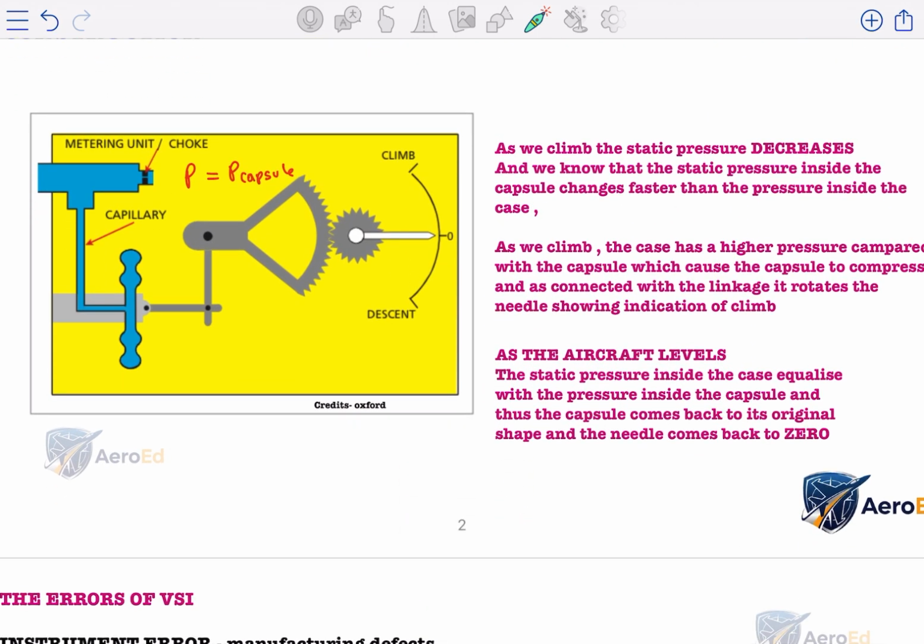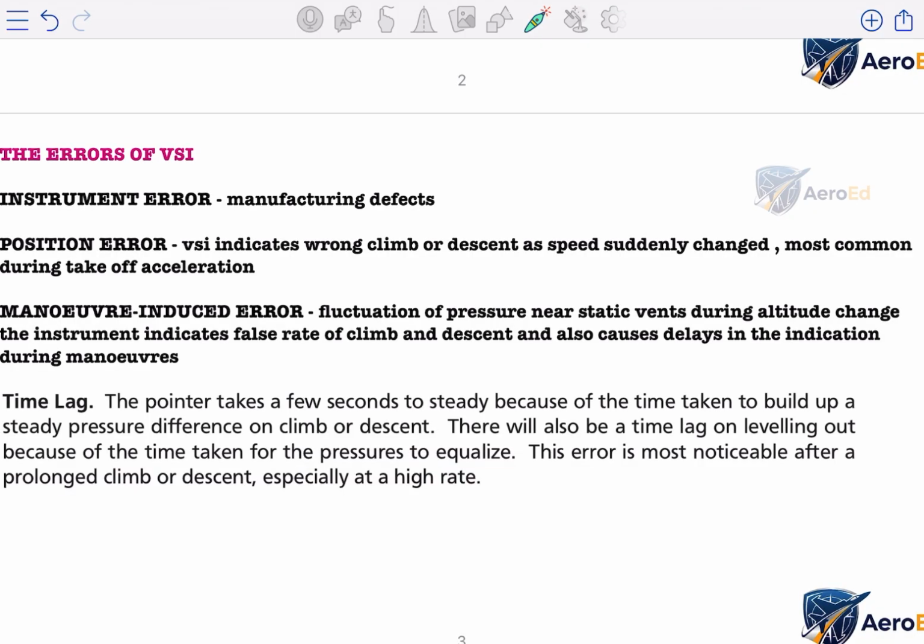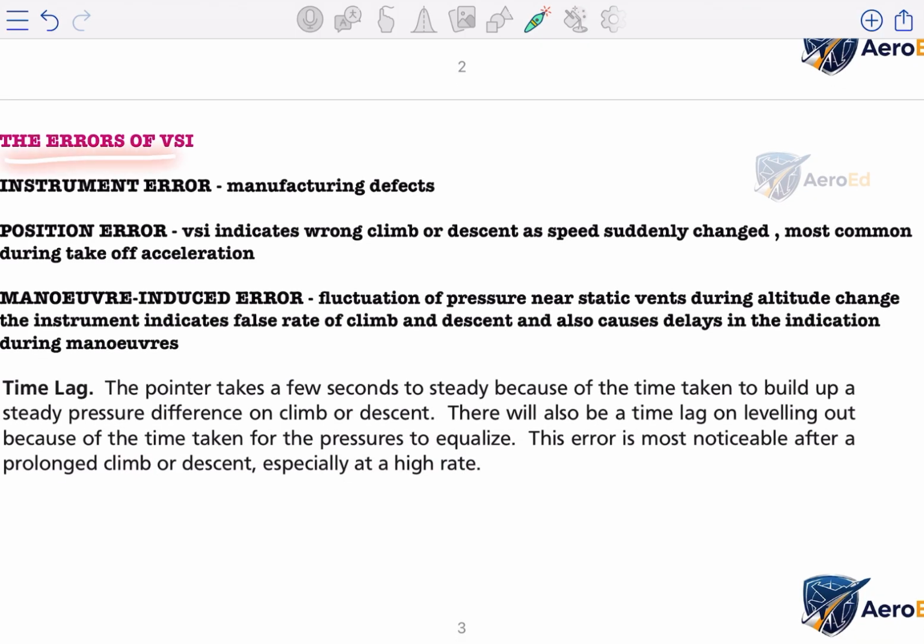Alright, next we're going to study the errors of the vertical speed indicator. The first error is instrument error. It is caused by manufacturing defects or manufacturing imperfections. Next is the position error. The vertical speed indicator indicates a wrong climb or descent as speed suddenly changes. It is most common during takeoff acceleration.